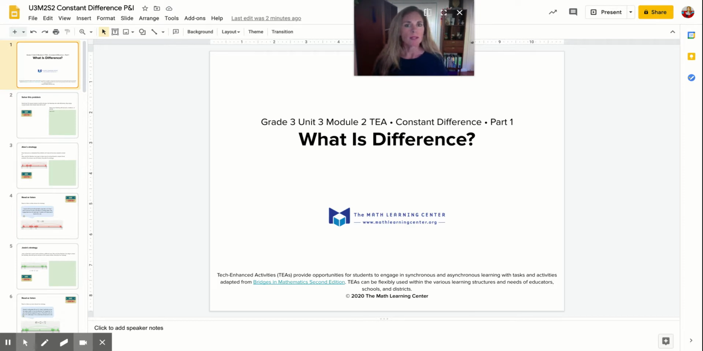But I wanted to tell you that this lesson is about learning what is difference when we talk about that in math. You probably already know, but we're going to go over that a little bit, and then we're going to learn a really cool subtraction strategy. It's actually my favorite strategy. It is called the constant difference.